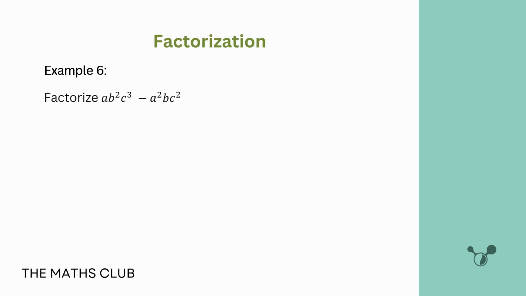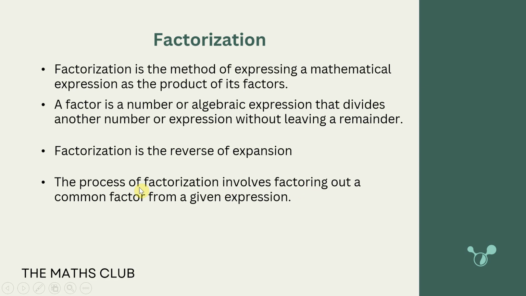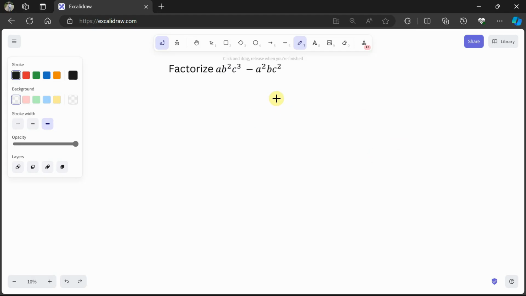Example 6 states that we should factorize ab squared c cubed minus a squared bc squared. Let's solve this together. So this is the expression that we have. What is the common thing? There is a here, because this is a squared, so one of them is a. There is b squared, but there's only one b, so a is common, b is common. There is c cubed, there is c squared, so c squared is also common.